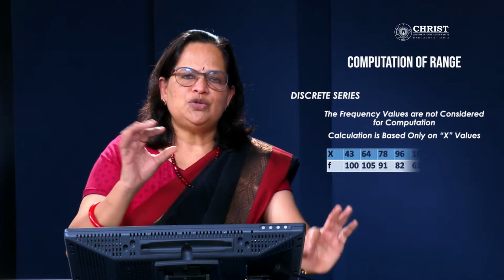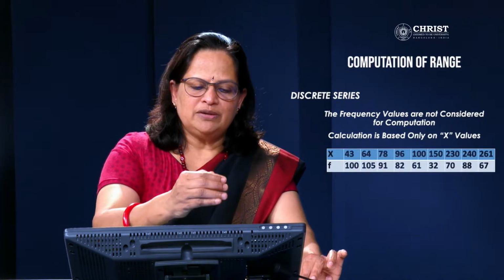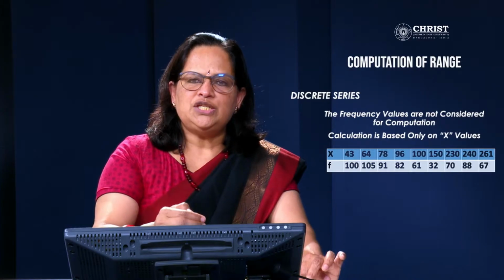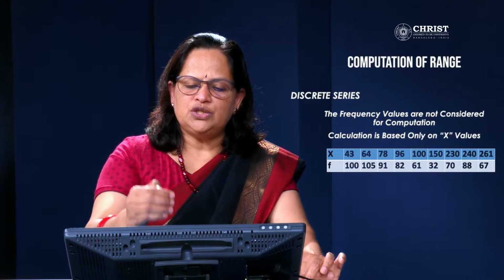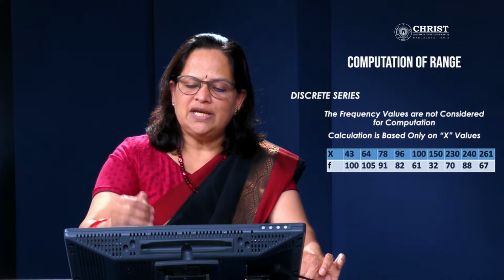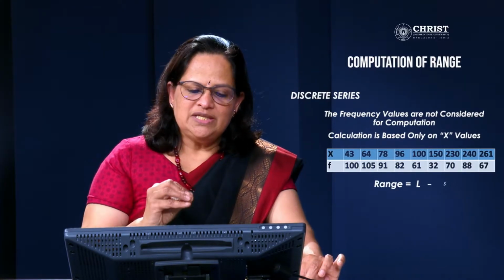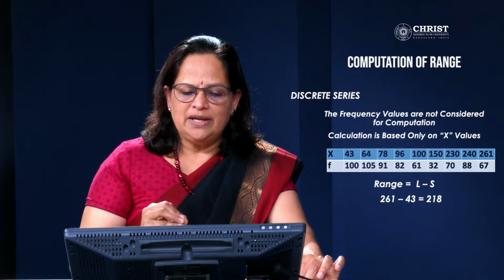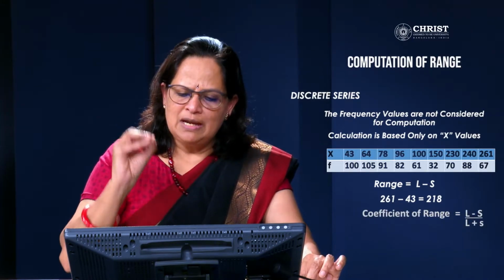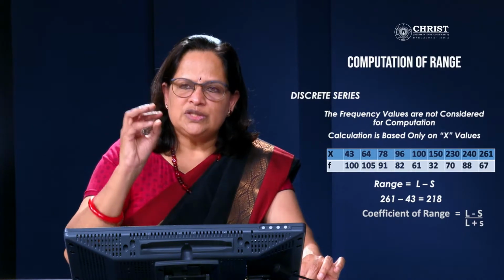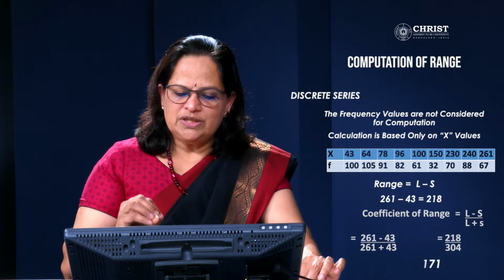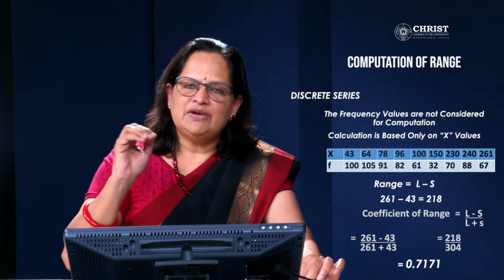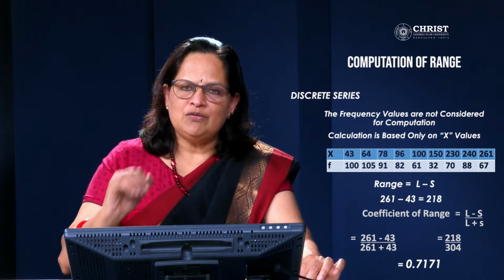So the given frequency distribution has x values and f values: 43 with frequency 100, 64 with 105, 78 with 91, 96 with 82, 100 with 61, 150 with 32, 230 with 70, 240 with 88 and 261 with 67. So range is equal to L minus S, that is 261 minus 43, that is equal to 218. Now coefficient of range is L minus S divided by L plus S. Substituting the values in the equation, we get 261 minus 43 divided by 261 plus 43. That is 218 divided by 304, that is equal to 0.7171.